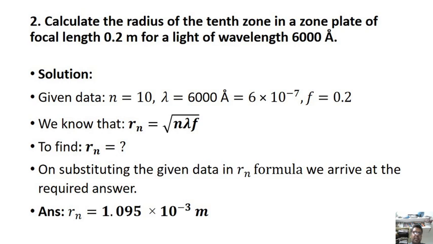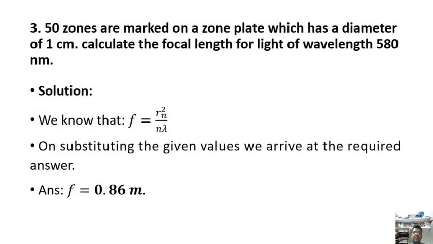We know the formula: Rn is equal to square root of n lambda f. Substitute all the values to find Rn. Substituting the given data in the Rn formula, we arrive at the required answer. Rn is equal to square root of 10 into 6000 into 10 to the power of minus 10 into 0.2. So we get 1.095 into 10 to the power of minus 3 meter. That is the second problem, which is also a very easy problem. Next we come to the third problem.